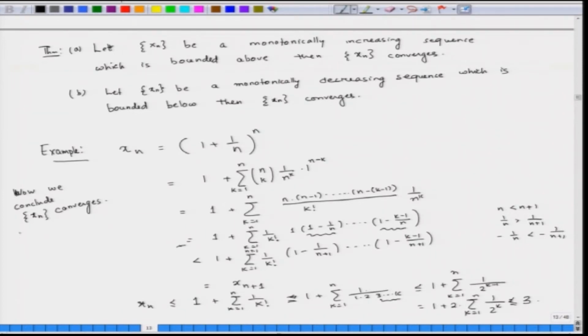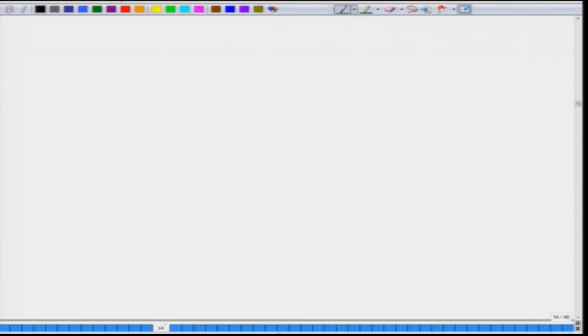Define: limit as n goes to infinity of (1 + 1/n)^n is equal to e. This is one definition of e. Okay, so this is a nice example.